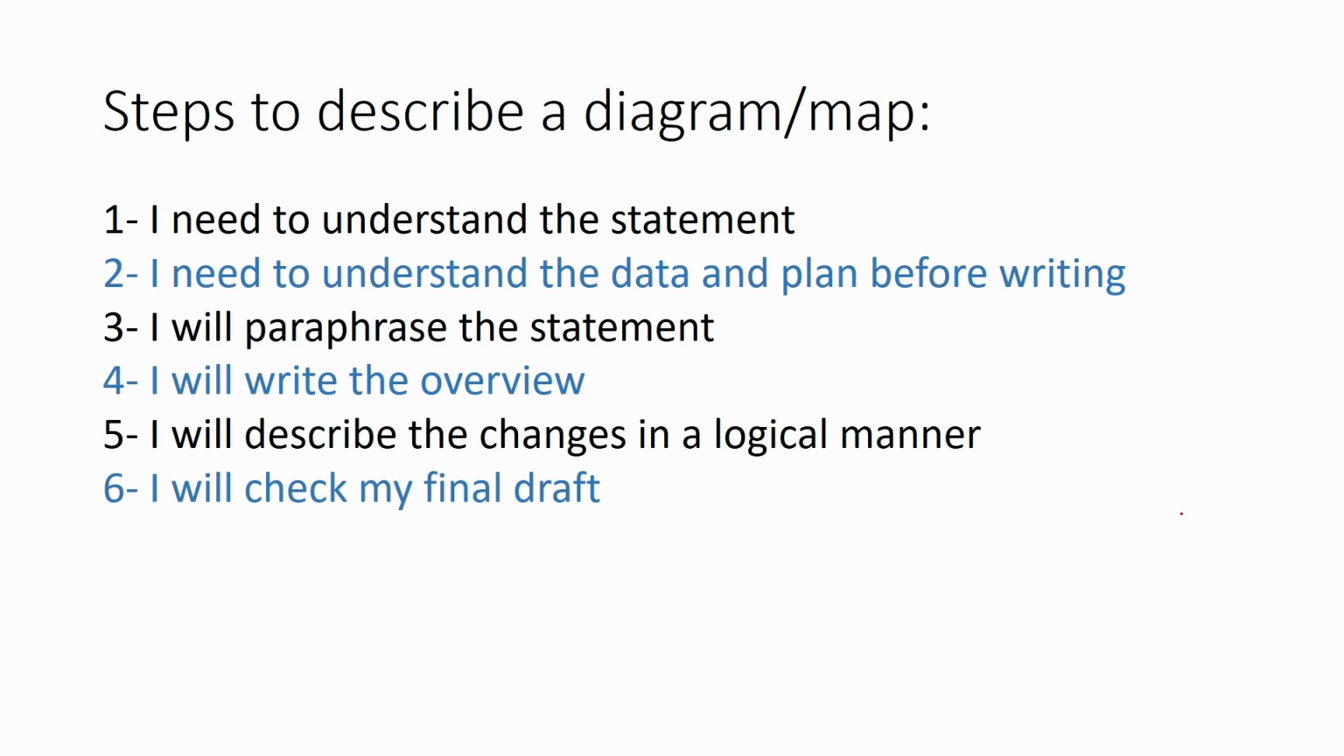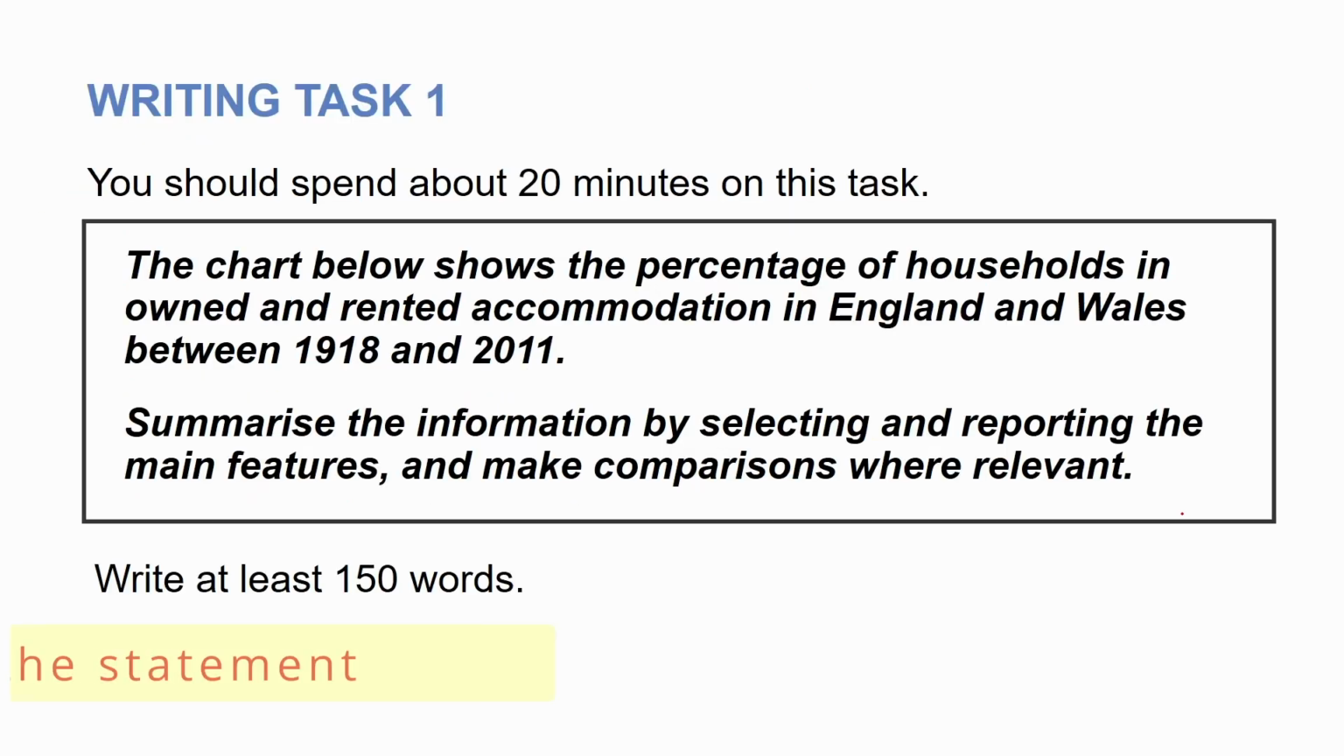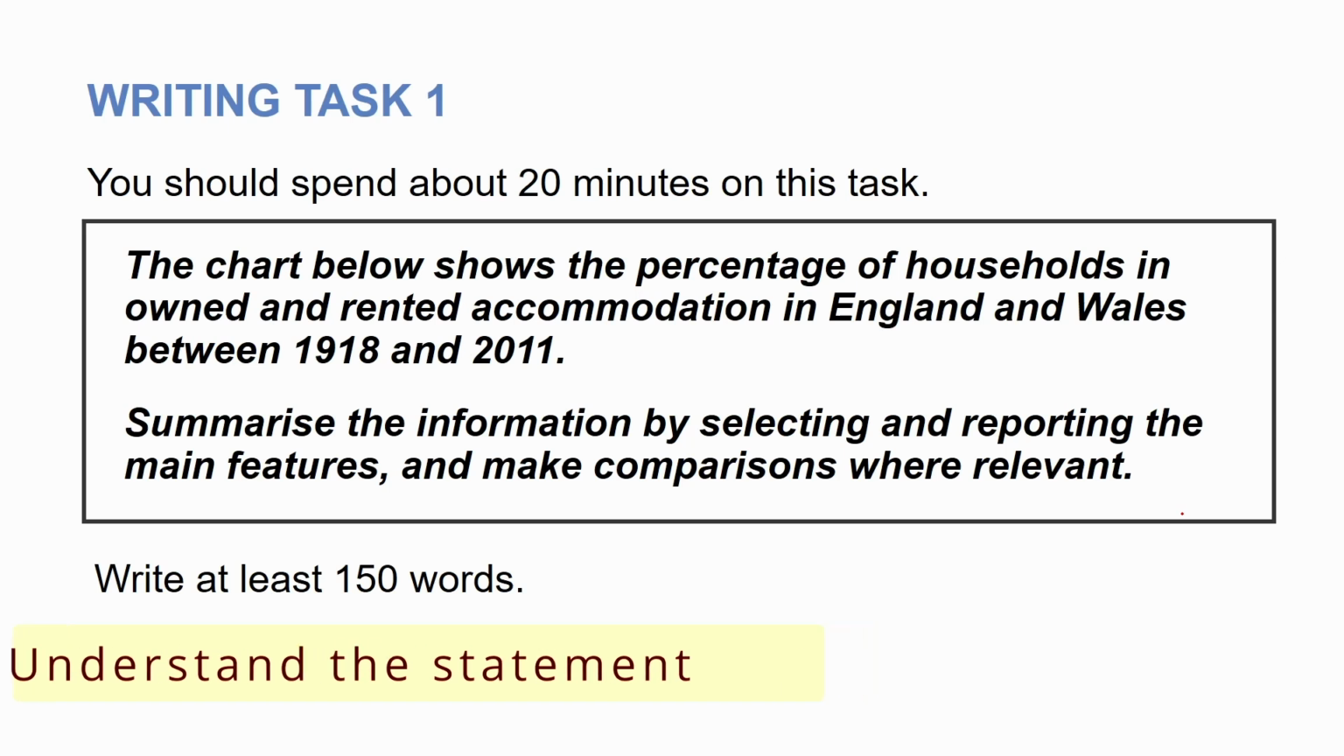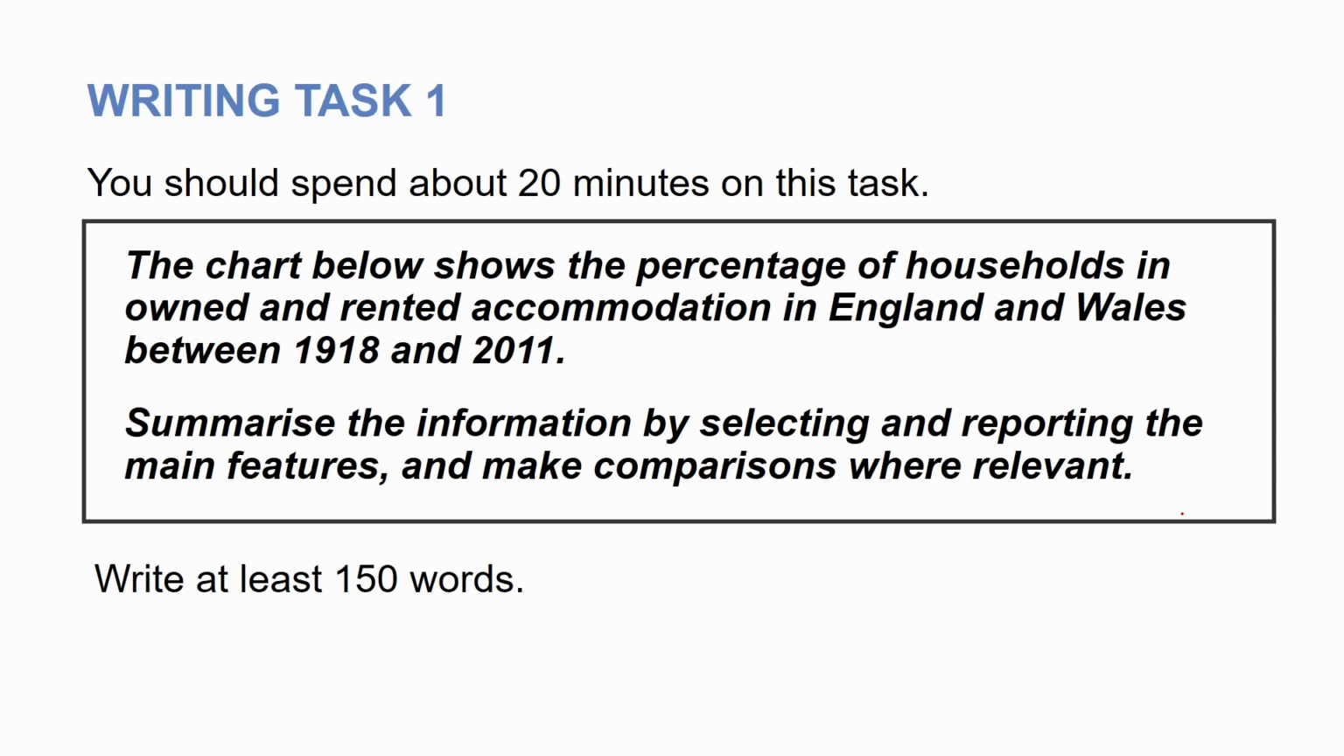All right, first we need to understand the statement. Let's read it together. The chart below shows the percentage of households in owned and rented accommodation in England and Wales between 1918 and 2011.